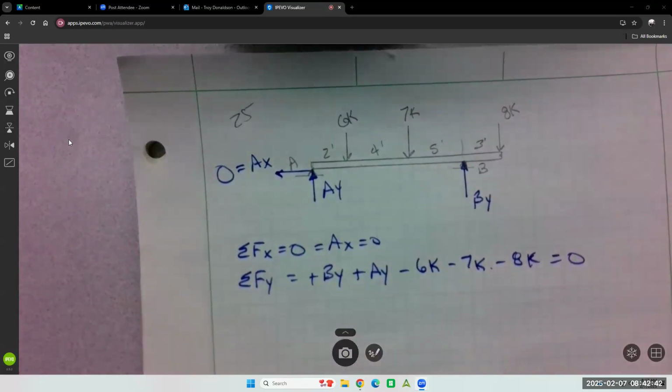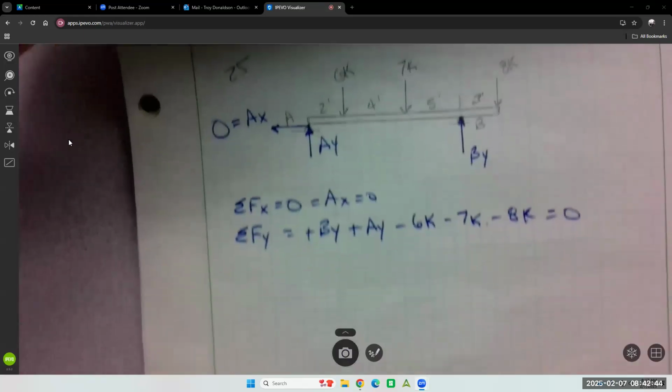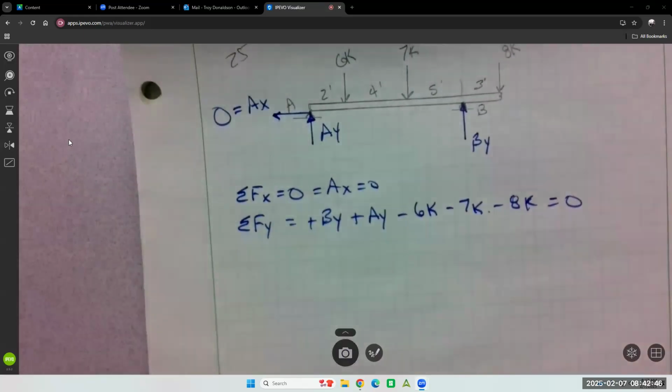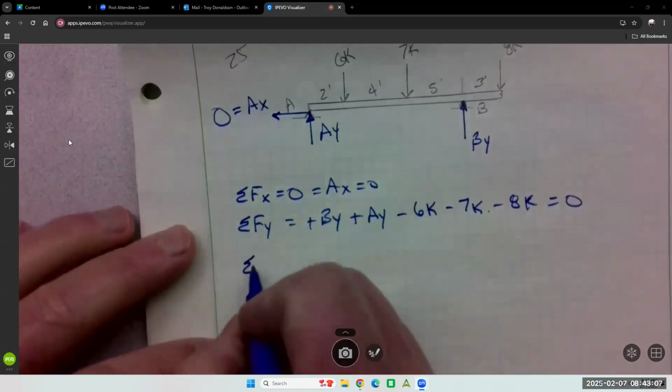There's the formula. How many unknowns? 2. One equation, 2 unknowns, you cannot solve it. Okay? But you can write it. And you have to write it. If I don't know what to do, apply the formulas and write them out. Okay? The next one is sum of moments.